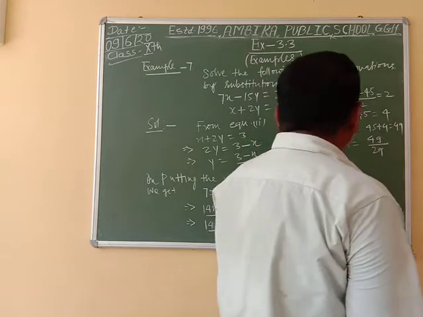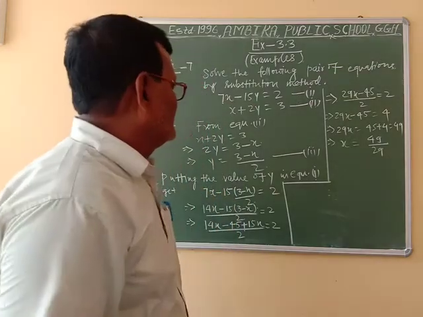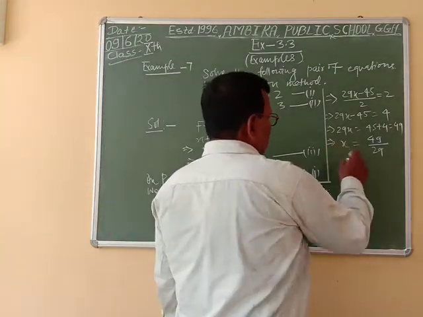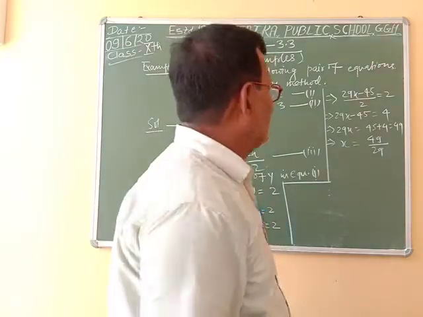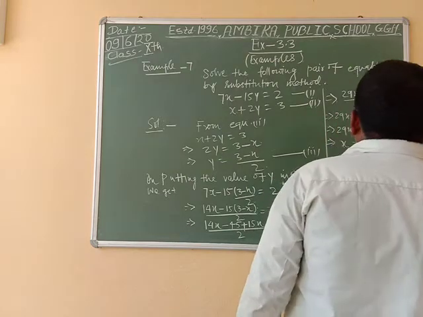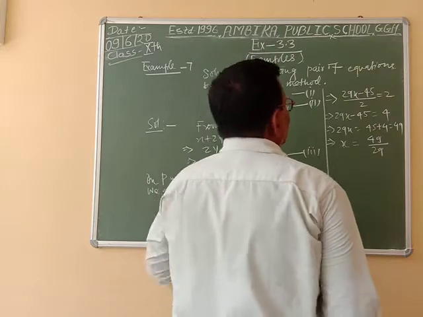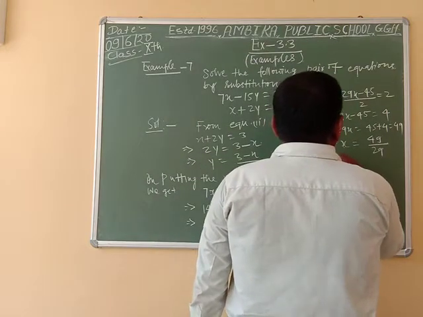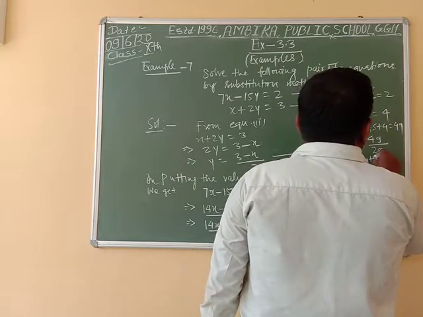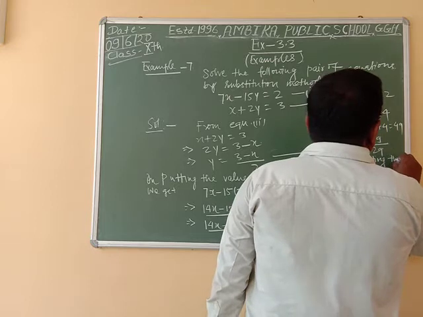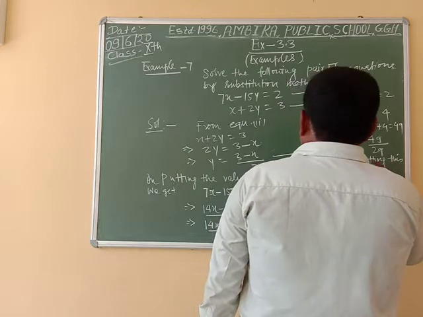In this way, we obtain the value of one variable from the given equation. Value of x is equal to 49 by 29. Now, again we put the value of x in equation 3.